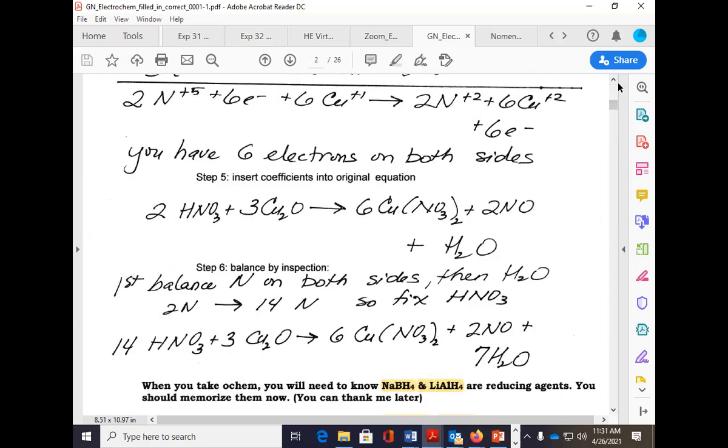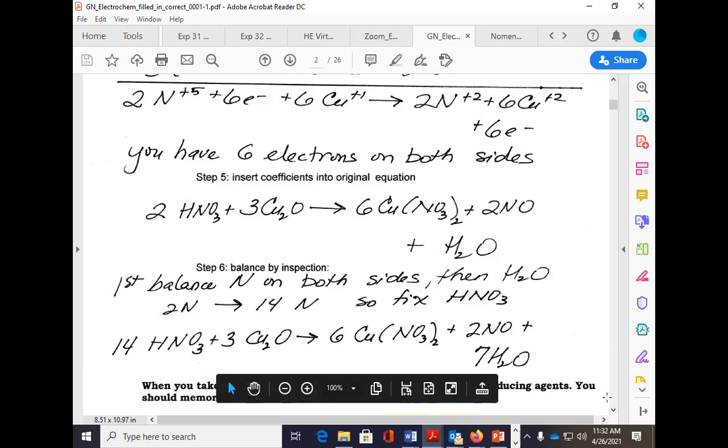Okay, so those of you who are going to take OChem, go ahead and memorize this. Sodium borohydride and lithium aluminum hydride are reducing agents. Just memorize it, and then second semester OChem, you will thank me. If you're not taking OChem, then you just have to work it out. But for OChem, just memorize them now. For our class, you can always work them out.